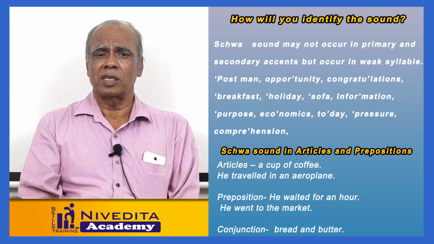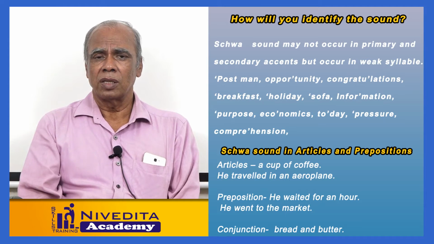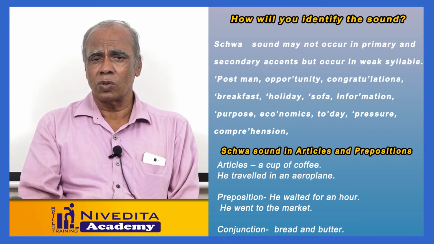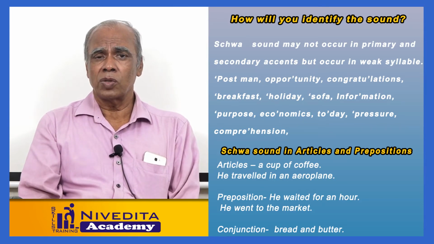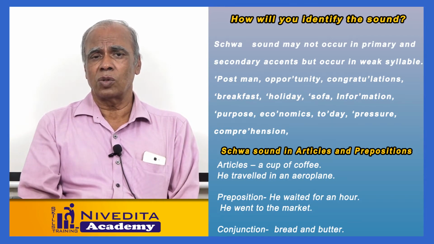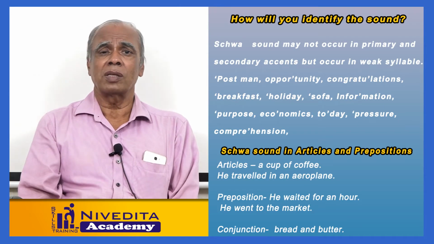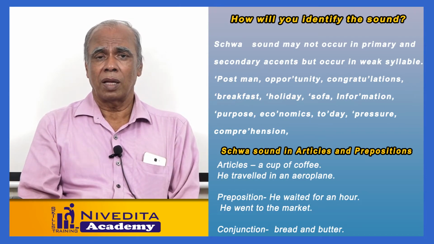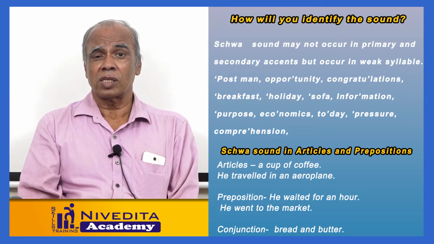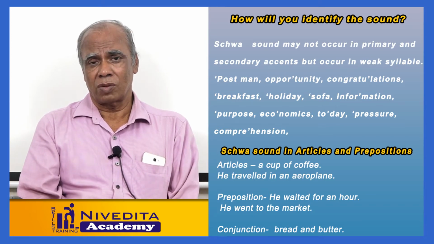Like that, opportunity. When you say the word opportunity, the primary stress falls on tu. So it is a strong vowel. The first syllable also has a secondary stress. All the other vowels in the word opportunity, the sound is the schwa sound. Ni, ti, these are all schwa sounds. They are weaker vowels.